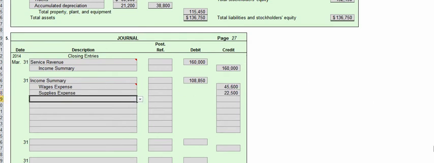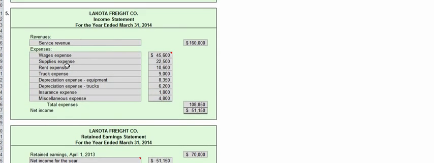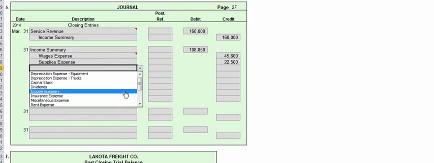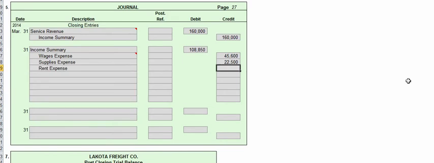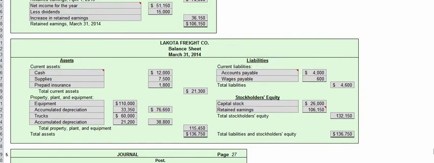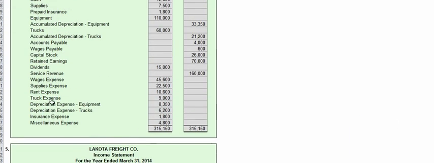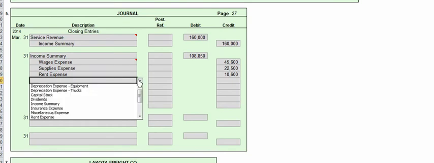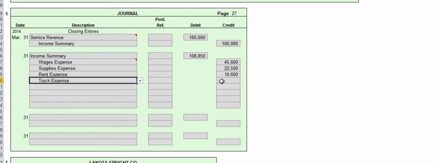Okay, the next one. Rent expense has a debit balance of $10,600. We want to make it zero. We'll credit it for $10,600. Okay, then we have truck expense, a debit balance for $9,000. So we'll credit it to make it zero.